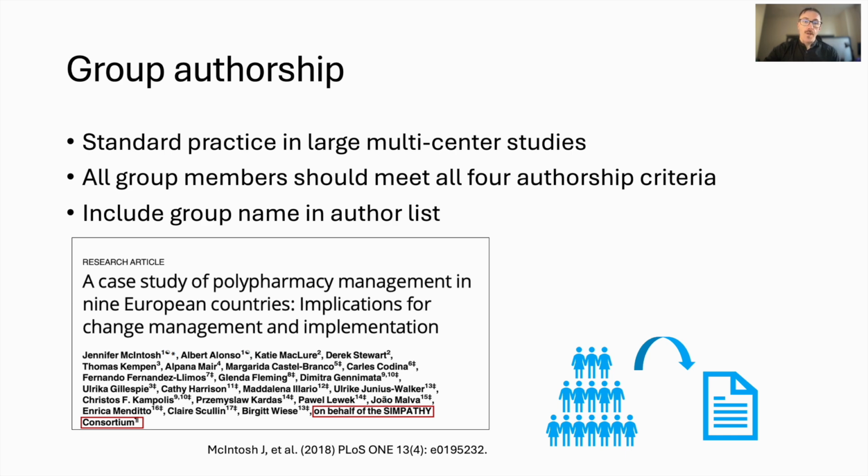So group authorship is standard practice in large multi-center studies or major clinical trials. So it's common to attribute authorship to a research consortium, study group, or collaborative network, rather than listing dozens or sometimes hundreds of individual names. The individual names of group members can be listed in a supplementary file or sometimes an acknowledgement section. So let's just have a quick look at an example from this.